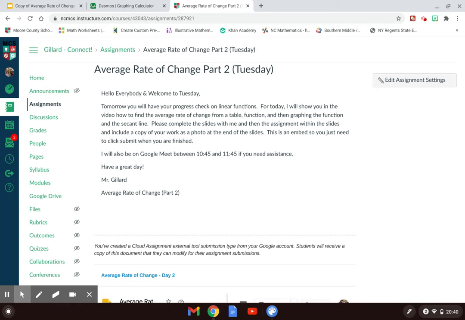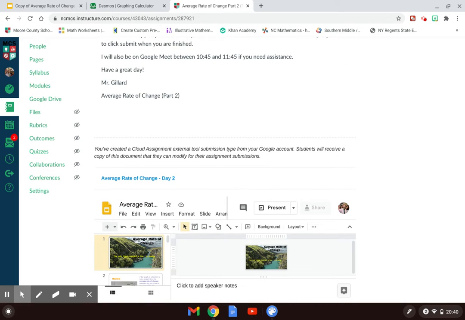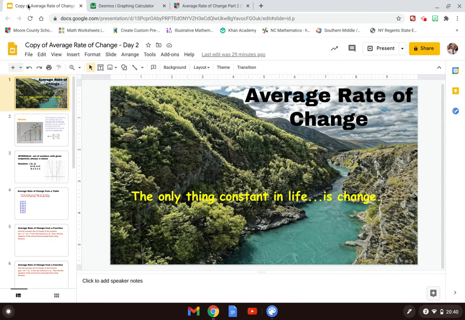This is Average Rate of Change Part 2, and today we're going to learn how to find the average rate of change from a table and a function, and then we're going to graph both the function and the secant line. So if you've not already done so, please open up the presentation below and follow along with me as I do the work here on my copy of the slides.